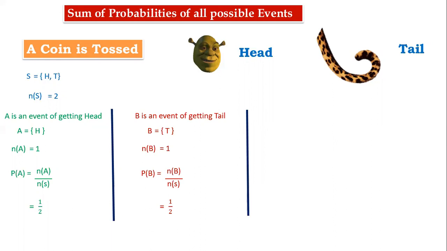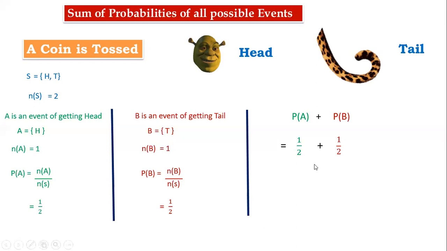Now, students, from the sample space H comma T, we have taken an event of getting head and an event of getting tail. This is a smaller sample space, and I can see no other possibilities. So, I think we have taken all the possibilities. And what we are discussing is the sum of the probabilities of all possibilities. So, in this case, P of A plus P of B. Now, if you carefully see, P of A is 1 upon 2, so I'll write 1 upon 2. And P of B is also 1 upon 2, so I'll write 1 upon 2.